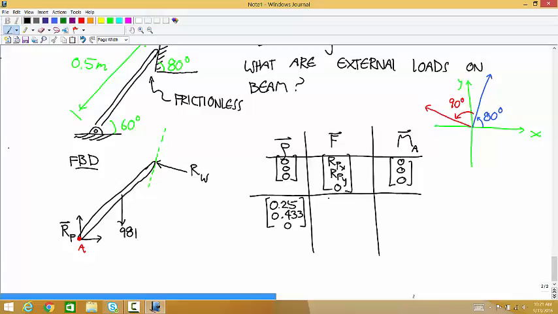And so cosine of 170 is about negative 0.985. Sine of 170 is 0.174. So then that's our force vector. And if you take that cross product, you get 0 for x and y, like you always will in 2D, and then 0.47 RW.